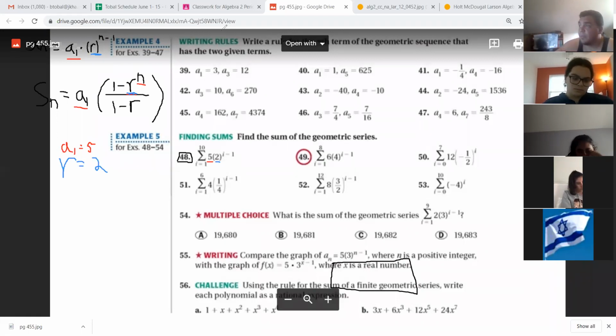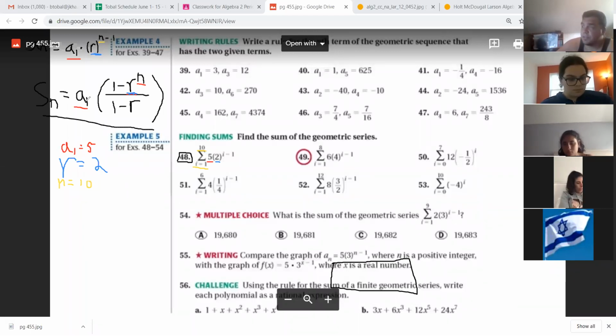And if you remember from arithmetic sequences, we start from 1 to 10. So since we're starting from 1 to 10, we'll go up to 10 as our n. So n equals 10, okay? All right, so a1 is 5, r is 2, n is 10. We have all the actors. Now we can put it on. So we're going to plug it all in here to this equation.